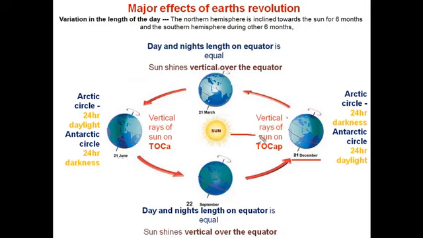Vertical rays will fall on the Tropic of Capricorn in the southern hemisphere. This is due to the inclination of the Earth toward the Sun. This time the southern hemisphere is facing toward the Sun. On this day, the Arctic Circle will experience 24 hours of darkness and the Antarctic Circle will experience 24 hours of daylight.